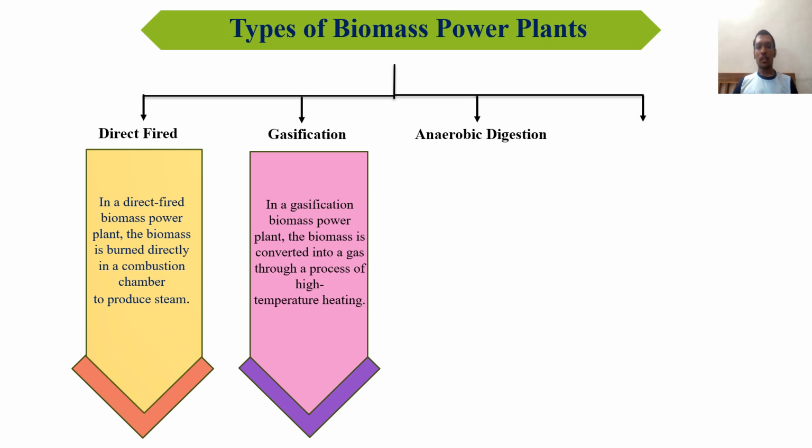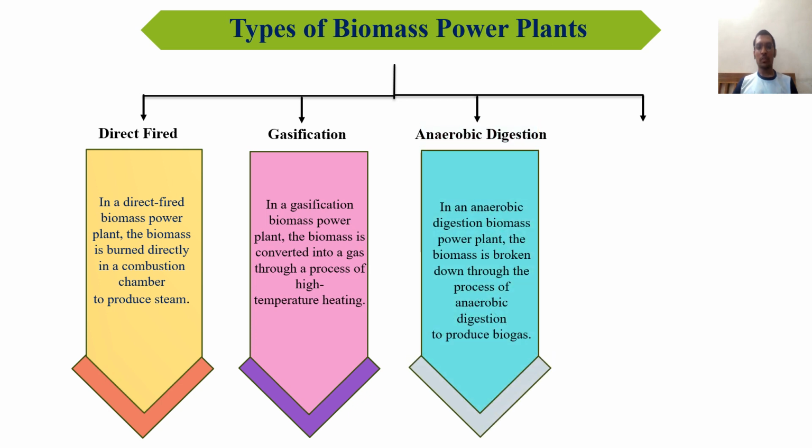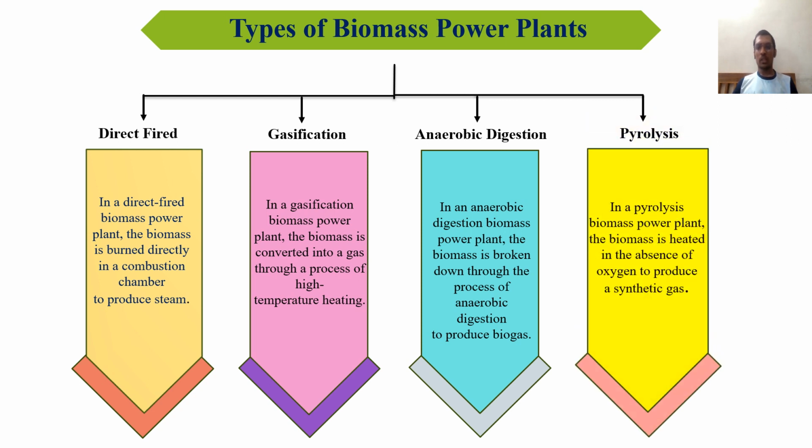Next is anaerobic digestion. In an anaerobic digestion biomass power plant, the biomass is broken down through the process of anaerobic digestion to produce biogas, and this biogas produces electricity. Pyrolysis. In a pyrolysis biomass power plant, the biomass is heated in the absence of oxygen to produce a synthetic gas. This synthetic gas goes into a combustion engine and is burned to generate electricity.